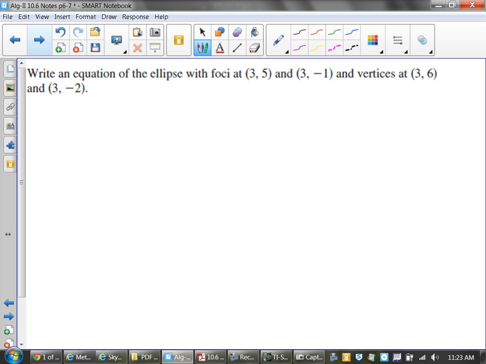So, when we plot this one out, again, I have vertices at (3, 6) and (3, -2). From that alone, you should be able to tell this is going to be going up and down. Everybody agree on that? All right. Plot in your foci, (3, -1) and (3, 5). So I know it's moving up and down. As soon as I know that, I'm again going to look at my calculator to get the generic form of the equation.